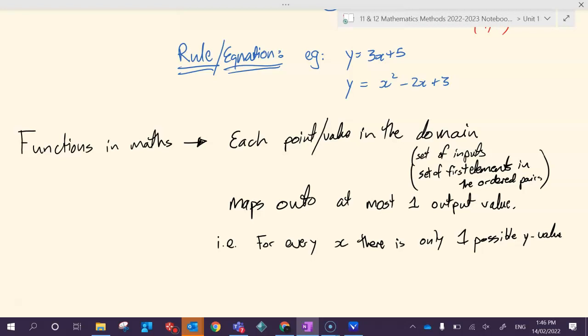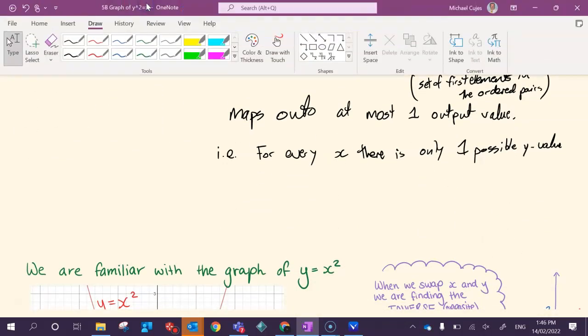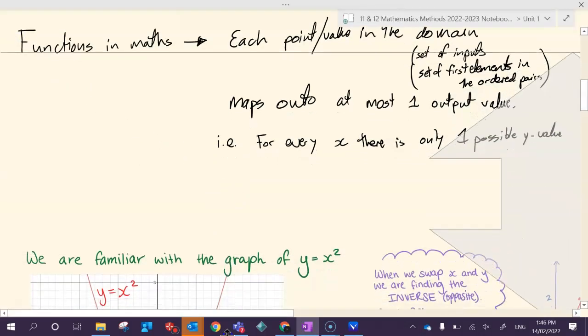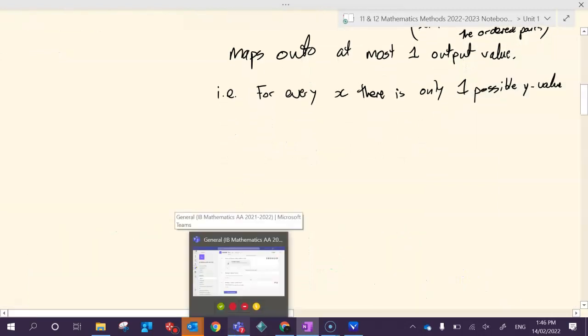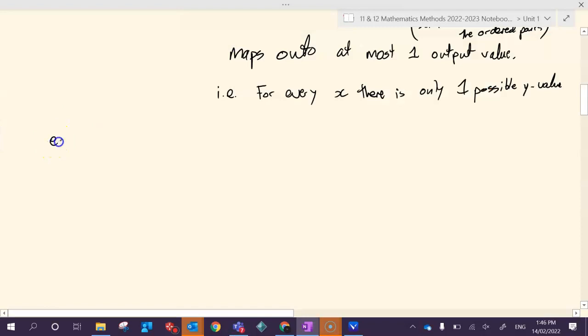So an example of something that you've looked at that you might have thought was a function, but isn't a function, would be a circle. We've looked at circles before, right? Add a little bit more space. For example, x squared plus y squared equals 9.